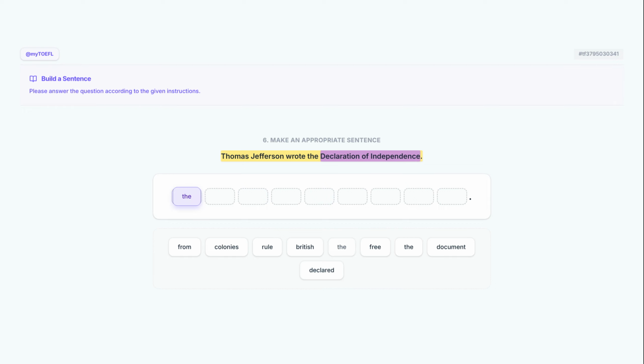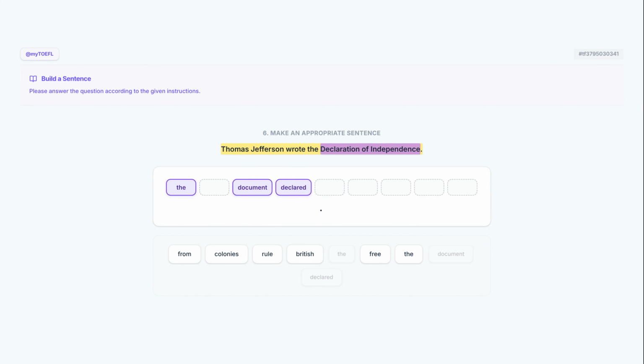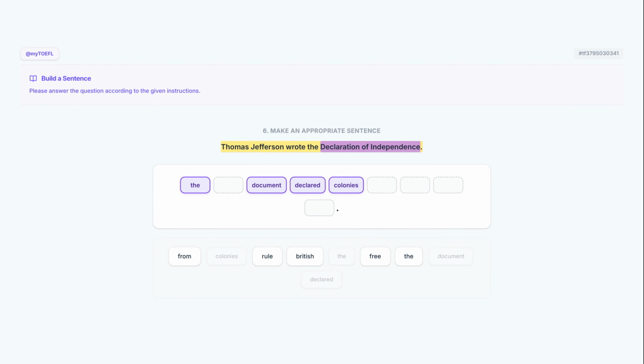First, we place the article the. Then, we add the noun document. Next, we place the verb declared. After that, we add the article the. Then, we place the noun colonies. Next, we add the adjective free. Then, we place the preposition from. After that, we add the adjective British. Finally, we add the noun rule.